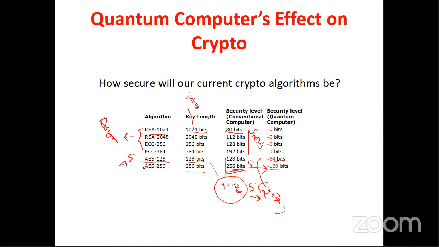Symmetric, it's okay. Just double the key size, then you are safe. Or you can use one-time pad also. So for symmetric, if you use OTP, then we are secure. If you use double the key size, then okay. But asymmetric, problem. We cannot use these systems. So what we have to do is have different systems which are resistant to quantum attacks. We will see.